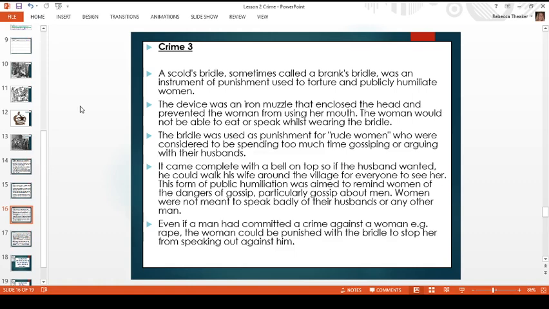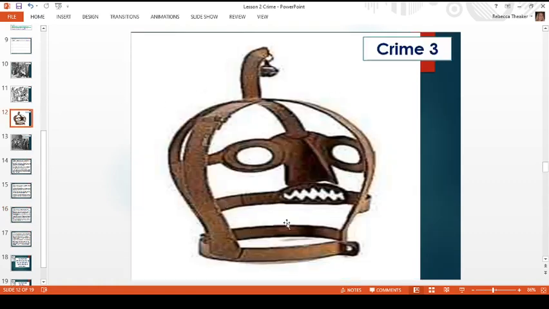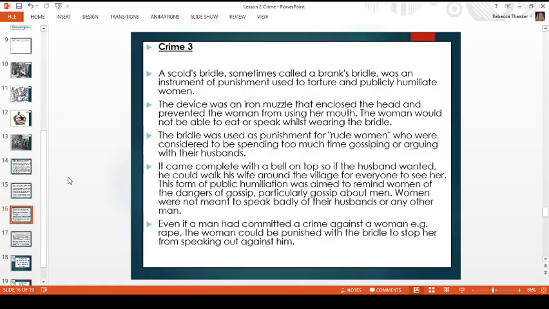This was an instrument of punishment used to torture and publicly humiliate women. A bridle is a form of equipment that you put on the head of a horse in order to ride the horse. So it's made out of leather. You put the little bit of metal over the horse's tongue, and it has reins on it so you can then sit on the horse and steer it. So this is the same thing. This goes over the face of the woman. It's attached. She can't take it off.